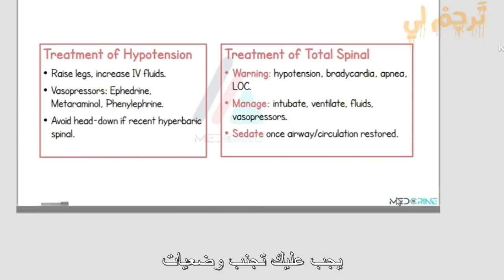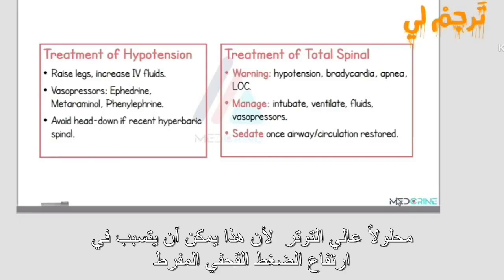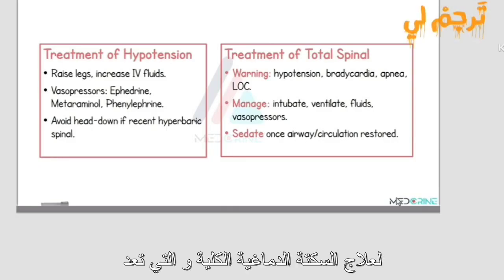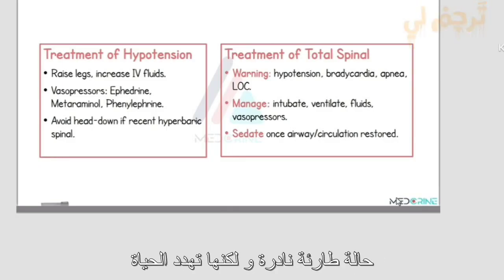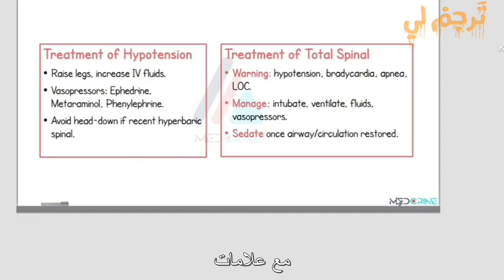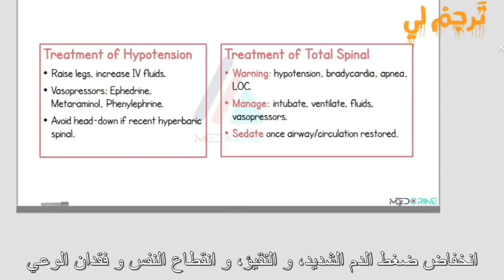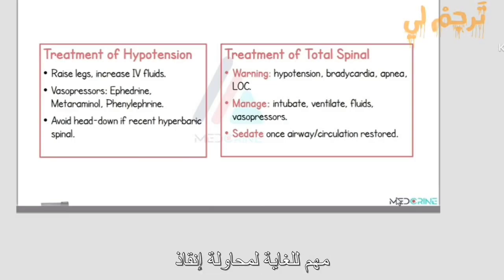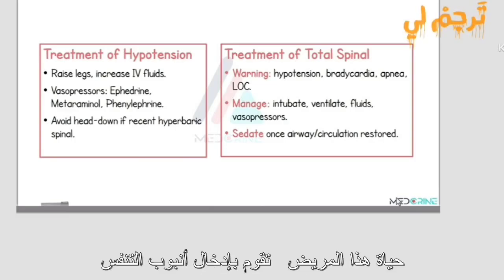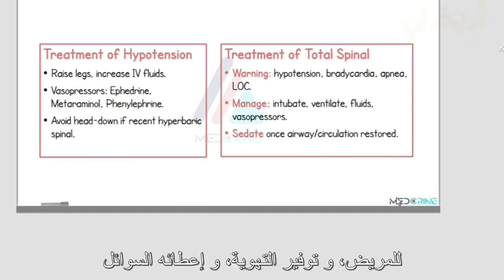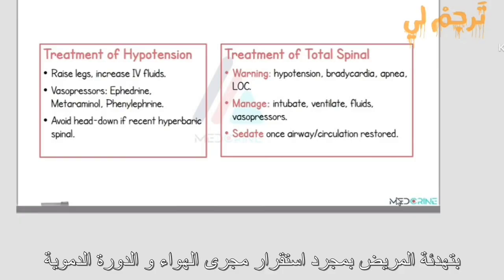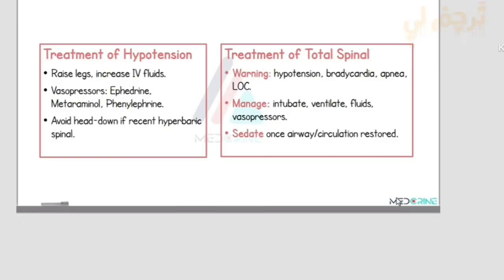You need to avoid a Trendelenburg positioning, especially if you're using hyperbaric solutions, as this can cause an excessive cephalad spread. To treat a total spinal, which is quite a rare but life-threatening emergency, with the signs of severe hypotension, bradycardia, apnea, and loss of consciousness, immediate action is quite important in trying to save the life of this patient. You intubate the patient, ventilate, give fluids and vasopressors, and you are supposed to sedate once the airway and circulation are stabilized.